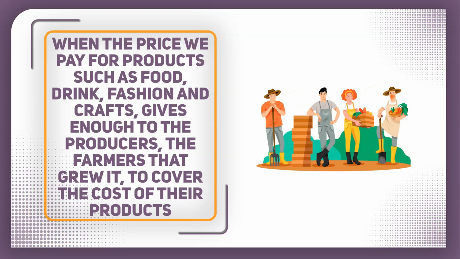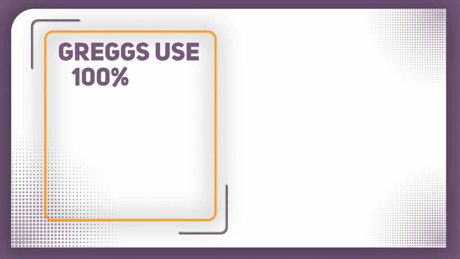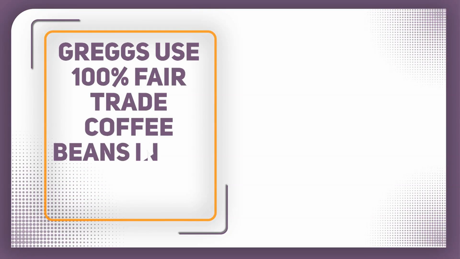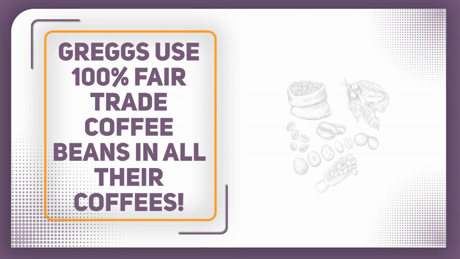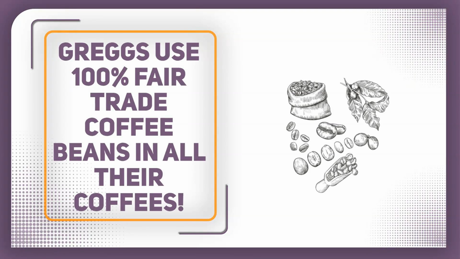Sometimes you'll find fair trade products where you might not even expect to. Even Greggs use 100% fair trade coffee beans in all of their coffees. So if we grab a coffee at Greggs, we know that the farmer and their family are getting their fair share of the money that we have just handed over.